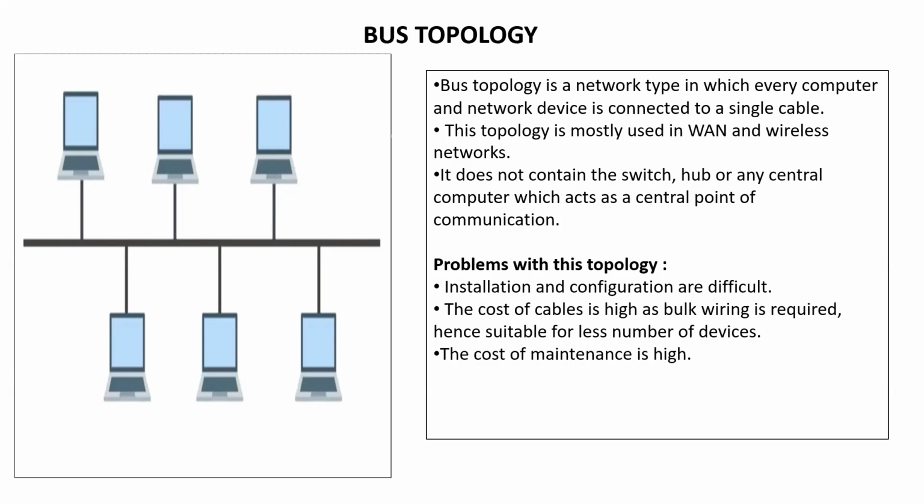Here I have written the short version. You have to explain in the exam why it is difficult. When the number of devices increases, then the number of cables and drop lines also increases. The cost of cables is high as bulk wiring is required, hence it is suitable for a small number of devices. Each topology, including the mesh, is suitable for a small number of devices.